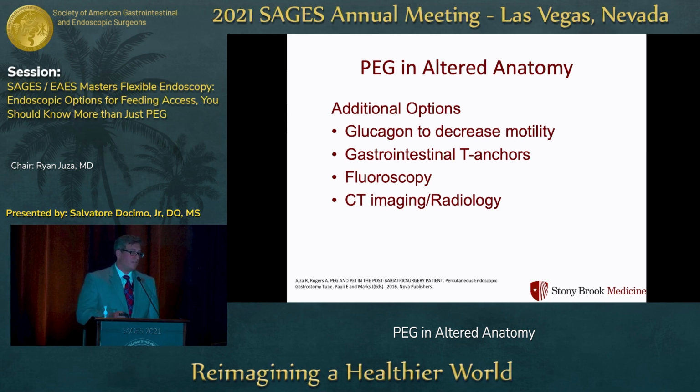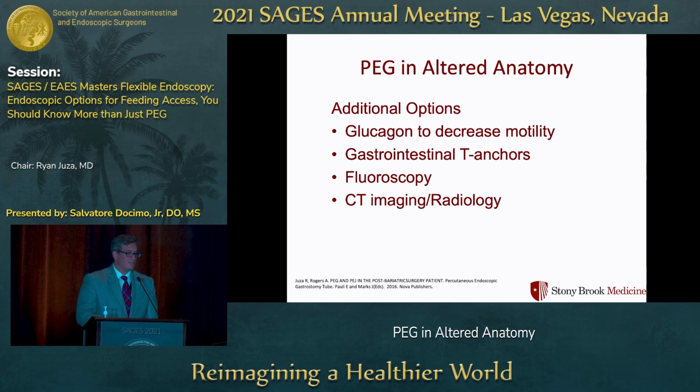If you feel that you have a nice safe track to place your feeding tube, place the T anchors, some gastrointestinal T anchors as well, so you can stabilize that bowel to the anterior abdominal wall and then complete the placement of the feeding tube under a little bit less distress or rushing to get it done, because you don't want to lose your access site.